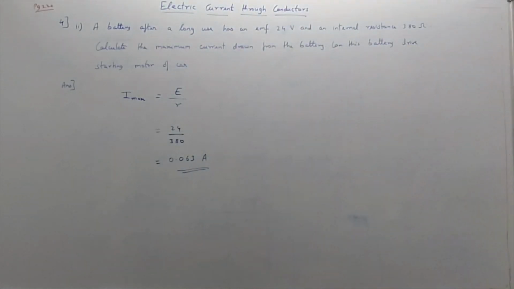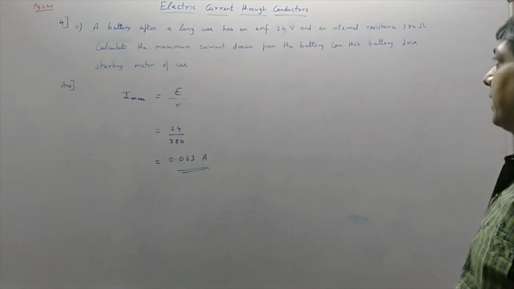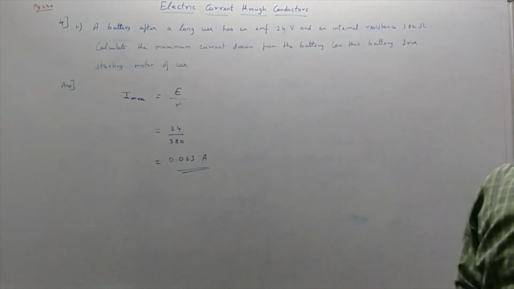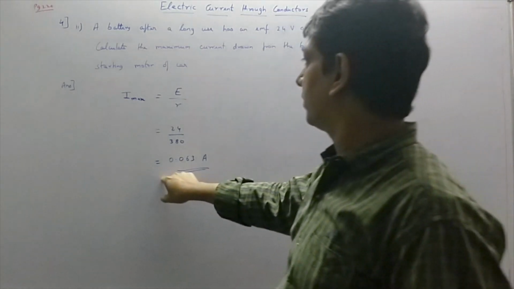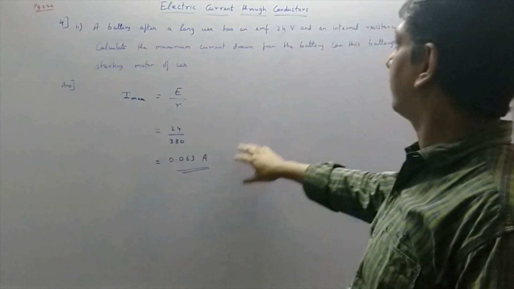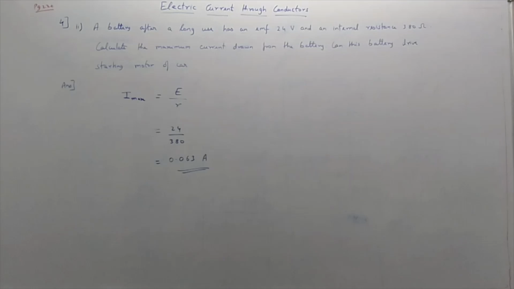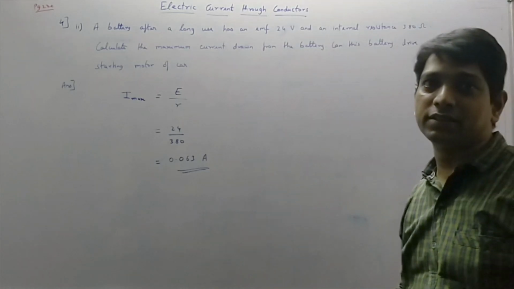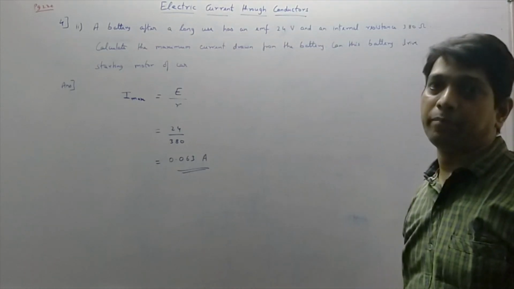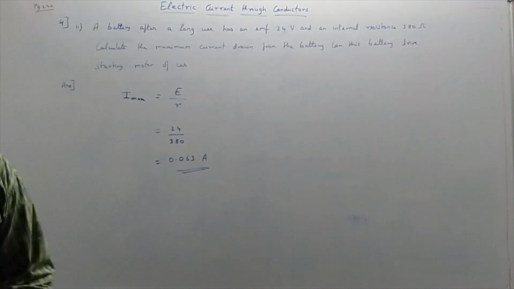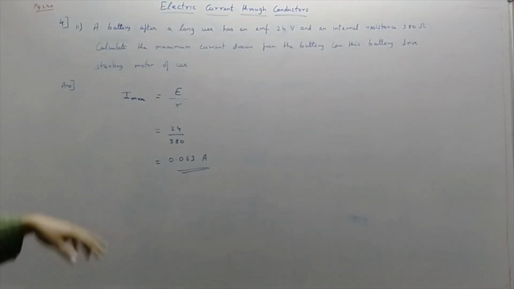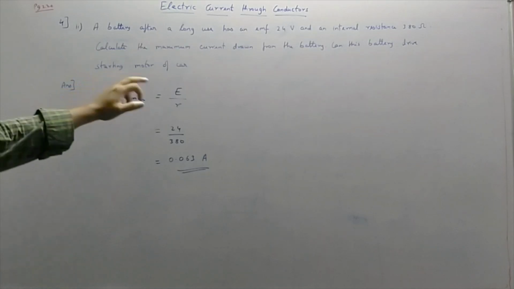Can this battery drive the starting motor of a car? No. You cannot use this maximum current to drive the starting motor of a car, because it requires somewhere around 6 to 10 amperes. We are getting only 0.063 ampere, which is very less. So we cannot use this to drive the starting motor of the car.